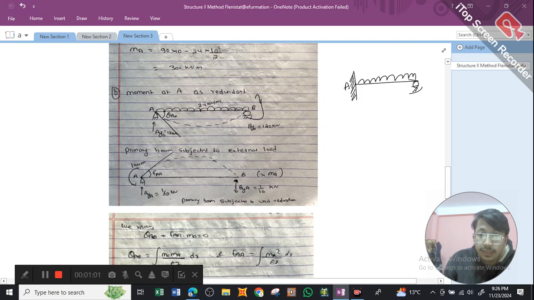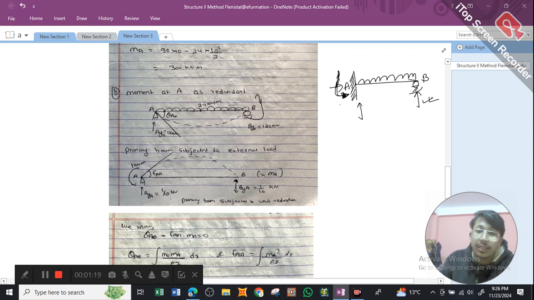Here is A, here is B. We have a moment acting over here, and we have reactions 1, 2, 3 here and 1, 4. In the previous case scenario we took the reaction at B as redundant. In this case scenario we're going to take the moment at A as redundant.